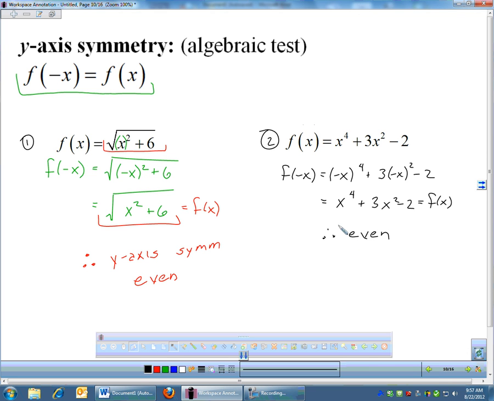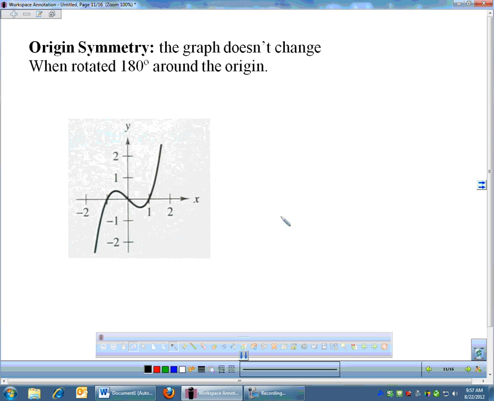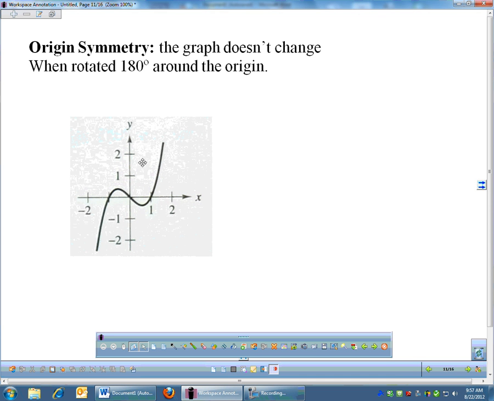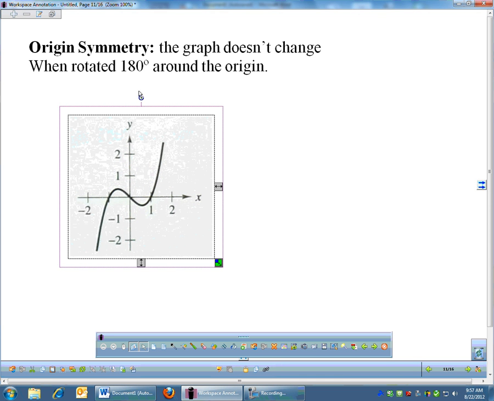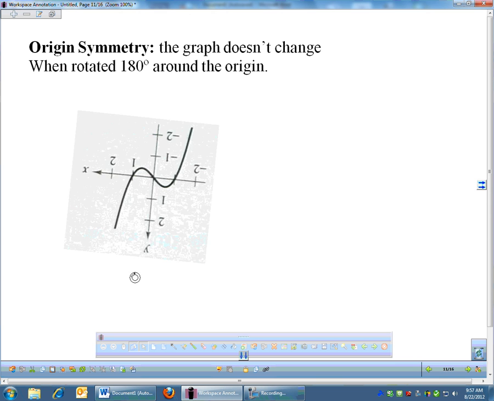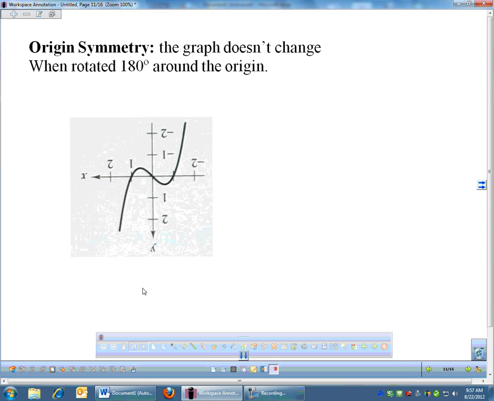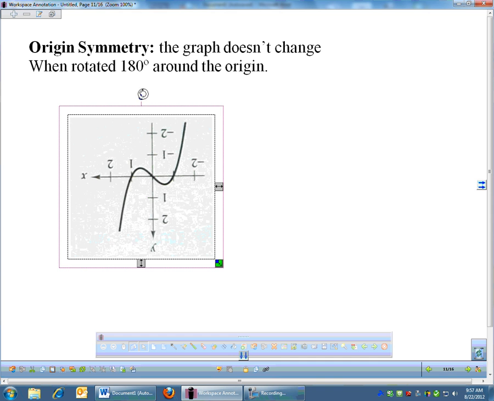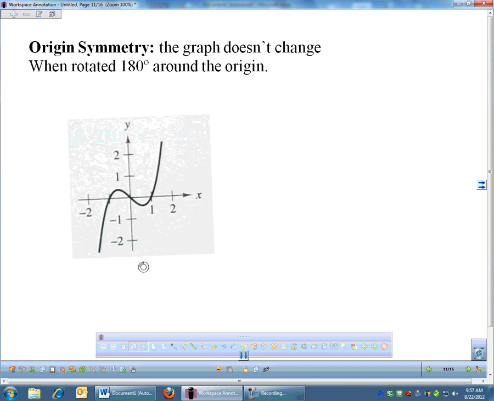So there's your algebra test for an even function, or for y-axis symmetry. Origin symmetry is a little bit harder to see, but origin symmetry means you could rotate the graph 180 degrees and it doesn't change. And I can do this here. I can simply grab this. If I turn this graph upside down, you'll notice it doesn't change. It looks the exact same as it did when it was right side up. That is origin symmetry. If you can rotate it and it doesn't change, that's origin symmetry.